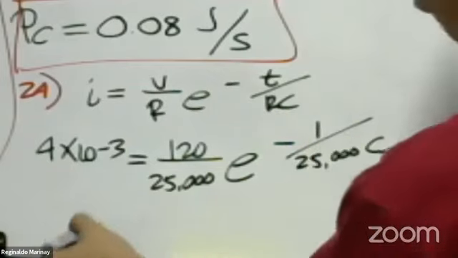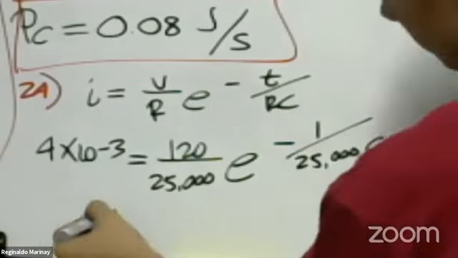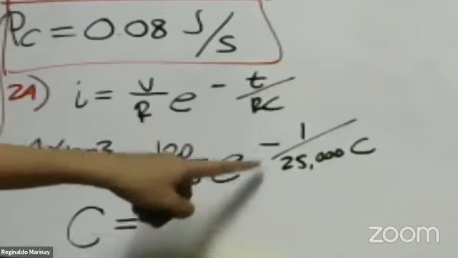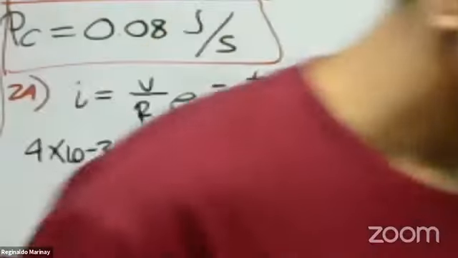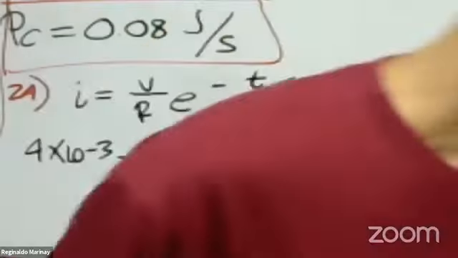Okay, this is just shift solve in your calculator. Let's go over with the choices. By the way, let us copy this so they can input it in their calculator. So 4 times 10 to the negative 3 is equal to 120 over 25,000, e raised to negative 1 over 25,000 times C. Shift solve in your calculator, guys. What is the value? What is your answer?